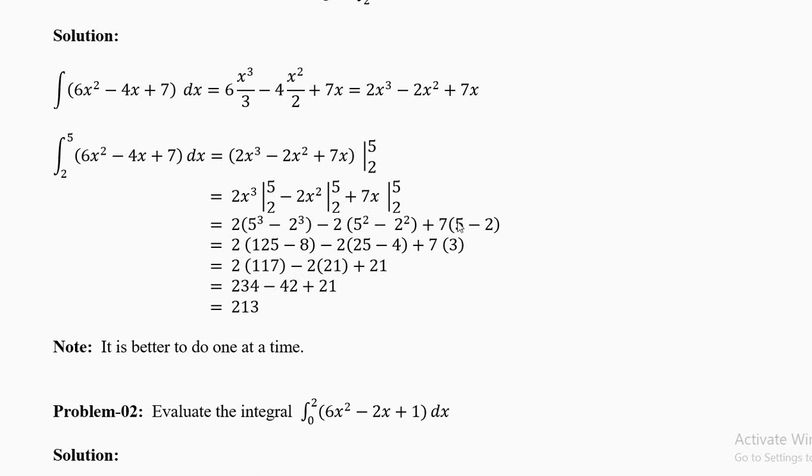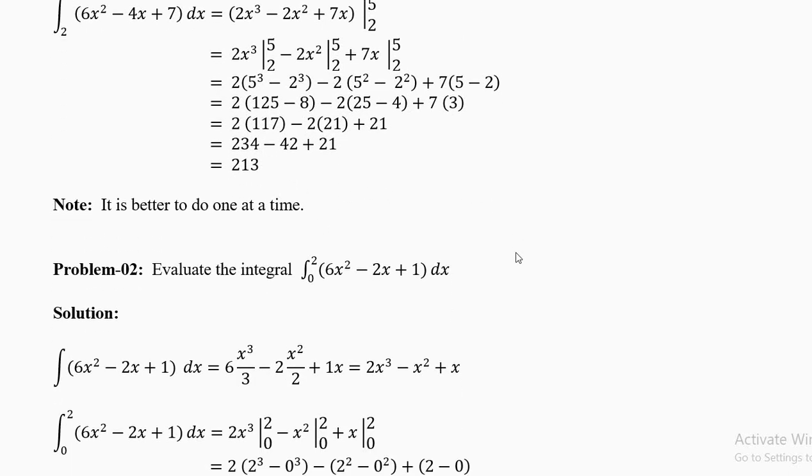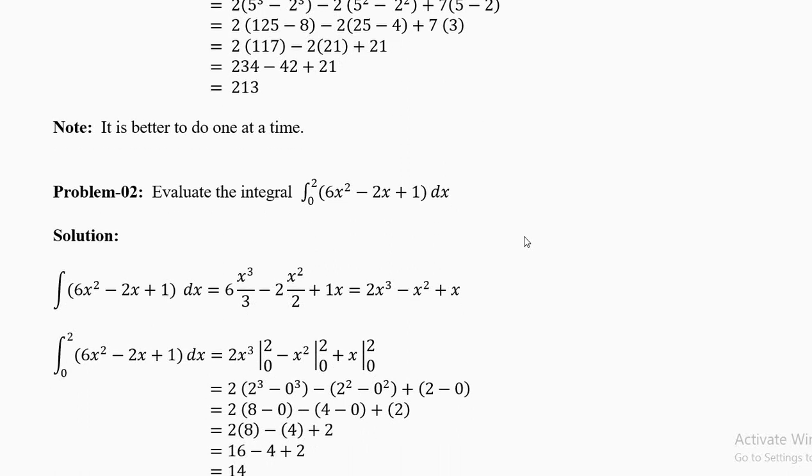Keep 7 outside the bracket. Inside you have x. So 5 minus 2 is 3. 7 into 3 is 21. So you have 234 minus 42 plus 21, which is equal to 213. If the numbers look difficult, you can use a calculator.